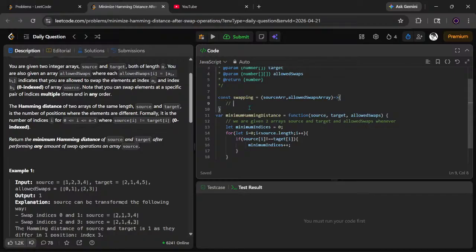For swapping, we need two values. We have the source index and swapping index. What we need to do is, whenever my swap is happening, can I just write it inside itself? Why do I need to create a separate function for that?